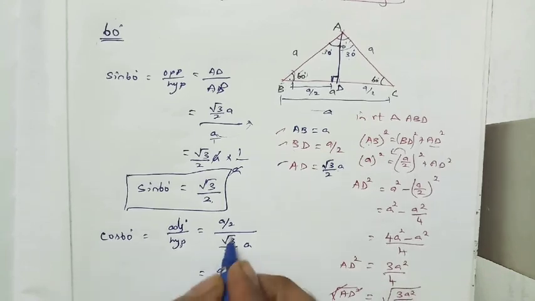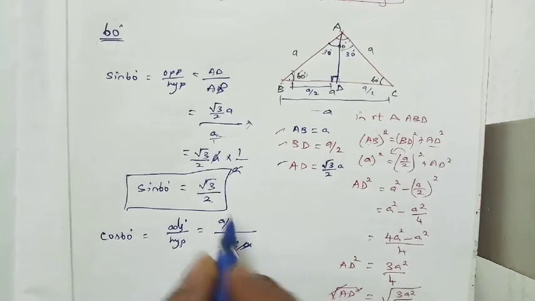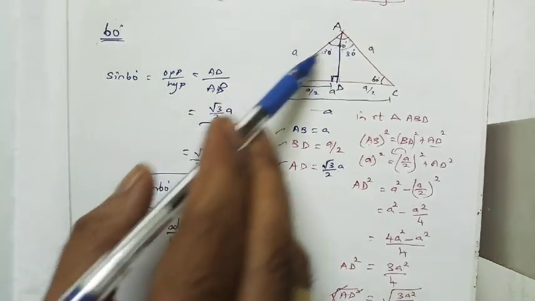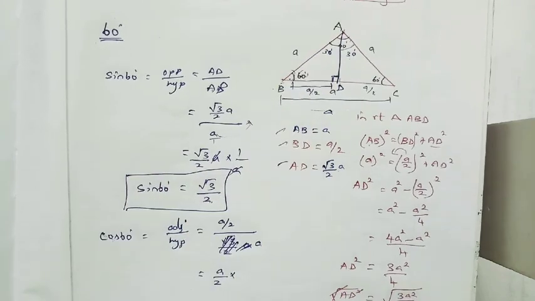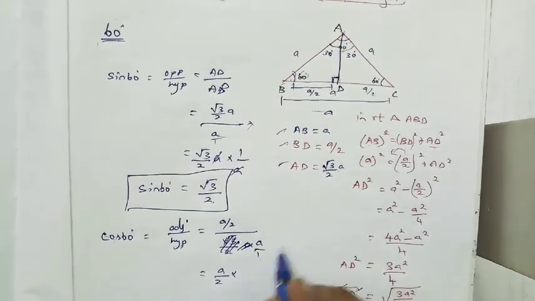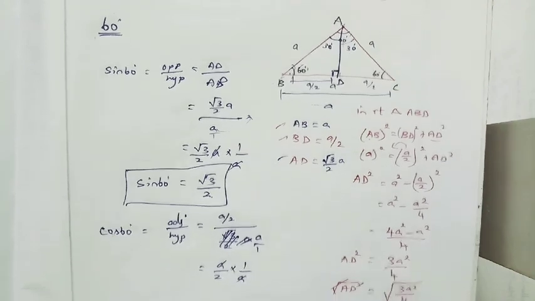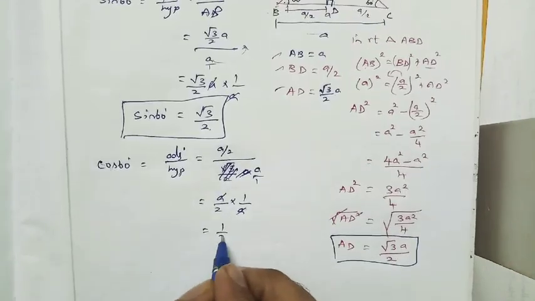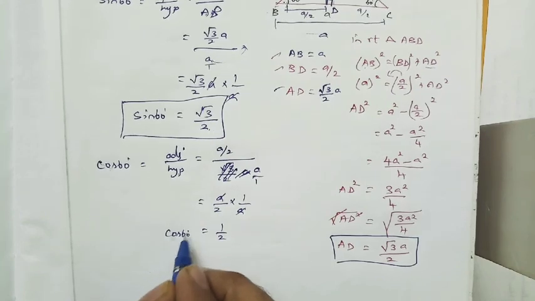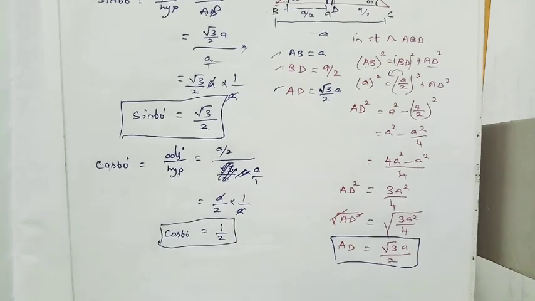Sorry, small correction. Here the hypotenuse is nothing but A alone. AB is nothing but A. So A by 1, taking to the numerator, it will become A by 2 into 1 by A. A will get cancelled. What is remaining? 1 by 2. So cos 60 degree is equal to 1 by 2. Got it?